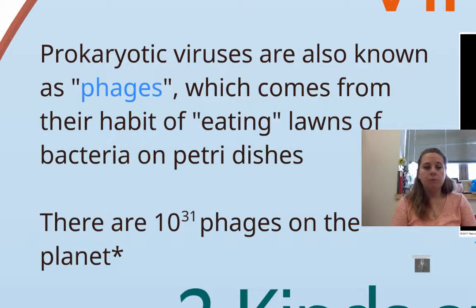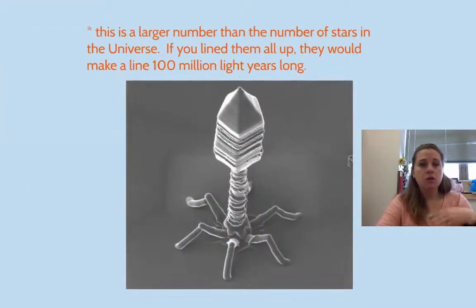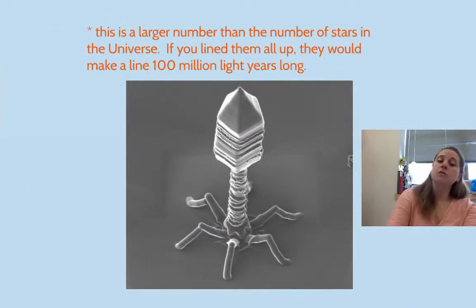It's thought that there are 10 to the 31st phages on the planet. And if you're not sure, that's a really big number. So a larger number than the stars in the universe, just to throw that out there. If you took every phage, as teeny tiny as they are, and lined them up, that's roughly 100 million light years long. So wrap your head around that one, several billion times.